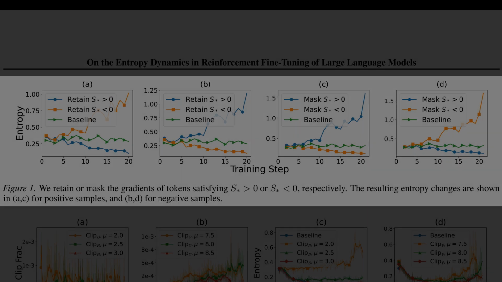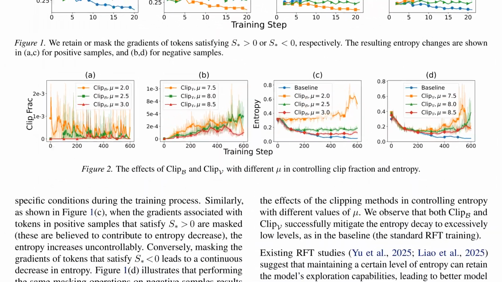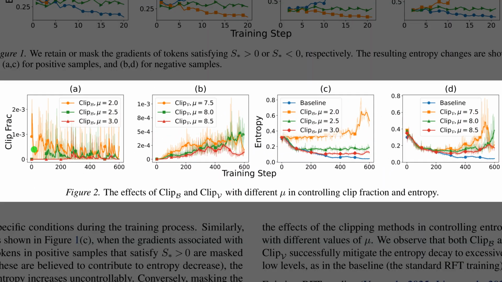Moving to the practical application, Figure 2 demonstrates how clip B and clip V actually control entropy. Panels A and B track the clip fraction, meaning the percentage of tokens masked at each step. We see that adjusting the hyperparameter mu changes this fraction significantly. A lower mu, shown in orange, results in more aggressive clipping. Panels C and D then reveal the impact on entropy. While the blue baseline collapses, the clipping methods successfully maintain higher entropy, proving that stronger intervention effectively preserves exploration.